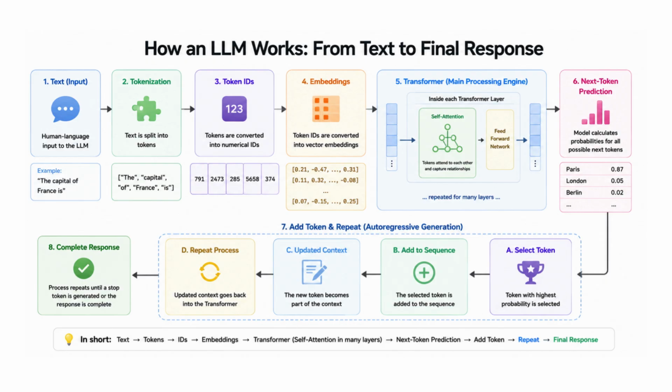After passing through multiple transformer layers, the model performs next token prediction, where it calculates probabilities for possible next tokens and selects one. That new token is added to the sequence, and the entire prediction process repeats again and again until the complete response is generated.